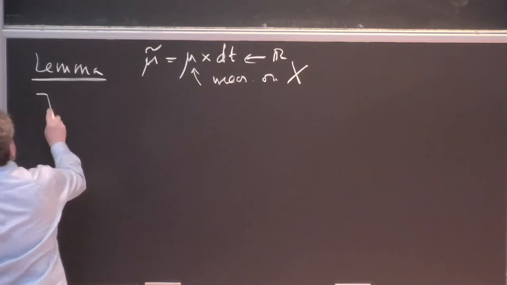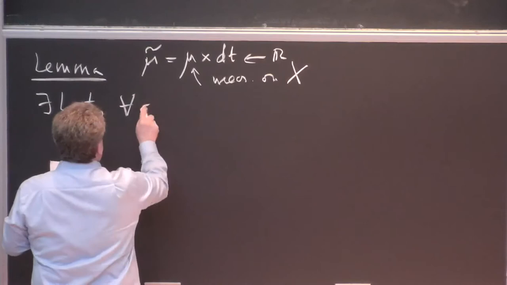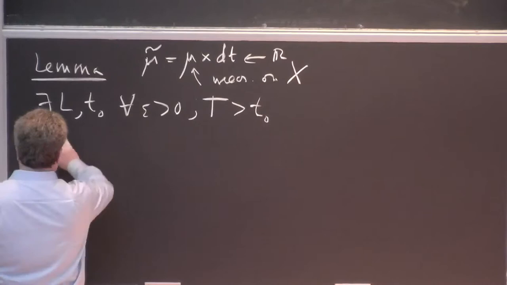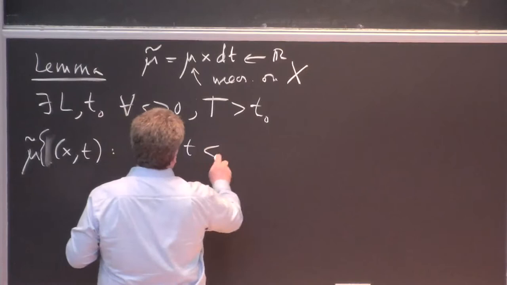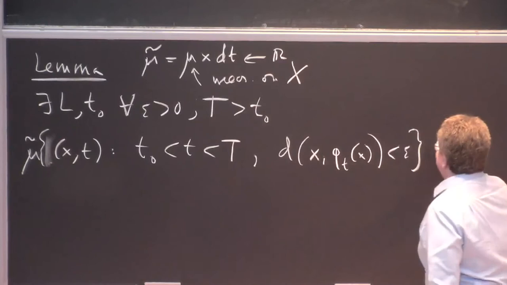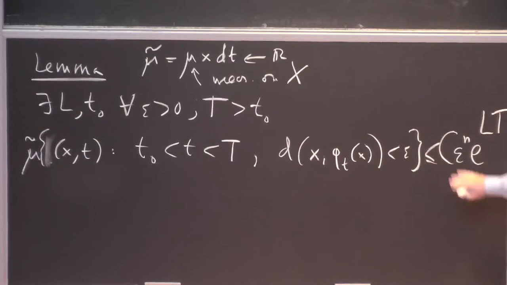Then there exist some constants L and T0 such that for every epsilon greater than 0 and T greater than T0, the measure of the set of points (x,t) such that t is greater than T0 and less than capital T, and the distance, again some chosen distance, between x and phi t of x is less than epsilon, is less than or equal to a constant times epsilon to the power n times e to the LT. Actually, I don't even need this constant.